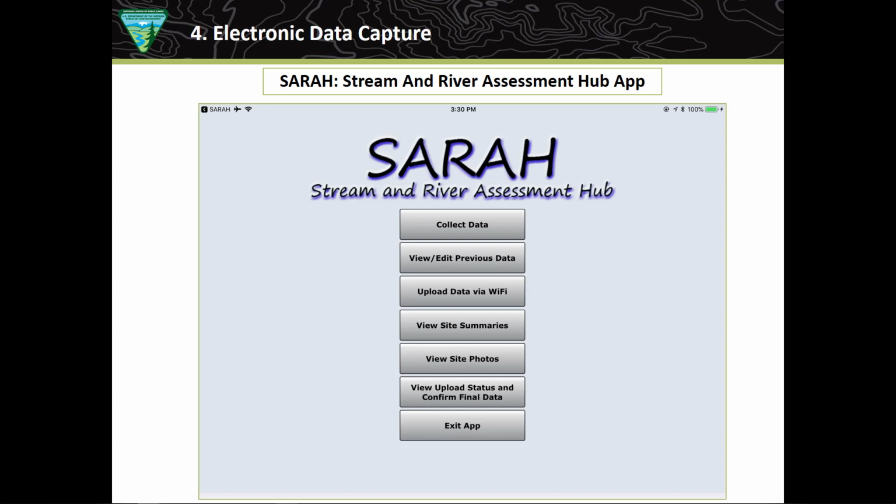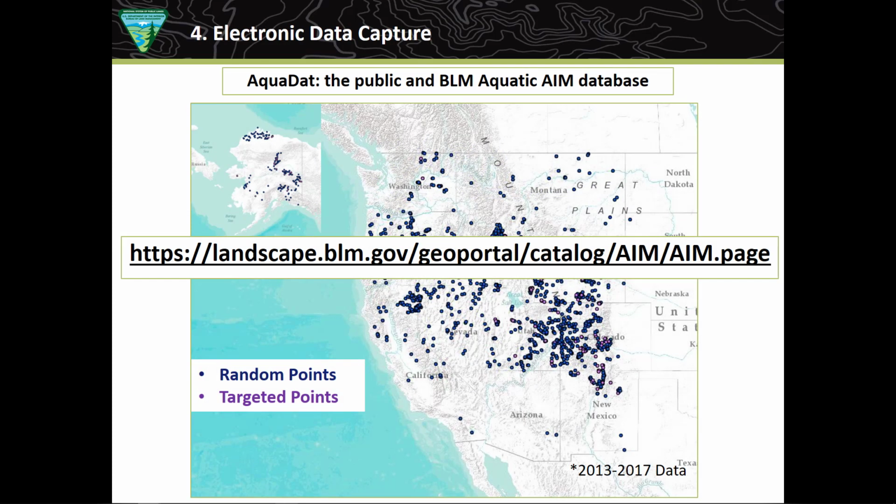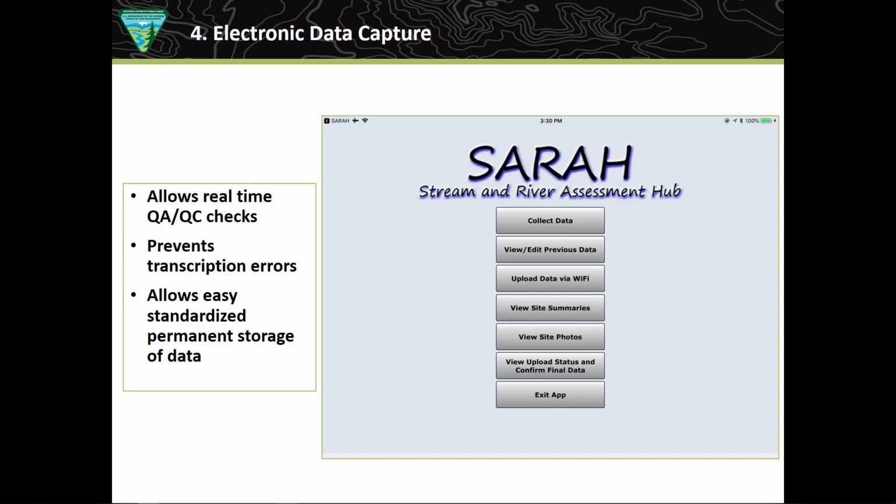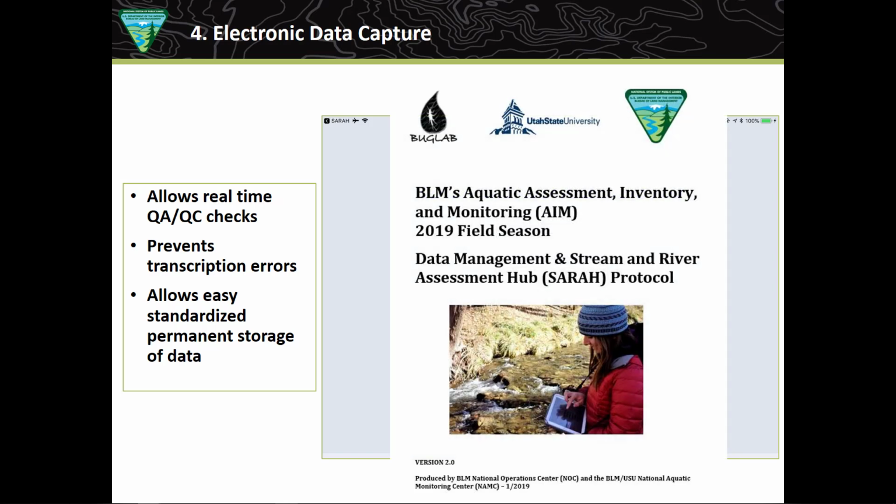Field crews collect data on iPads using SARA, the Stream and River Assessment Hub app, and data is subsequently ingested into Aquadat, the public and BLM Aquatic AIM database. AIM data can be found at this web address. Electronic data capture allows real-time QA/QC checks to be implemented in the field, prevents transcription errors, and allows easy standardized permanent storage of all kinds of AIM data, including photos and GPS coordinates. Additionally, standard QA/QC and data management practices are detailed in the Aquatic Data Management and SARA protocol.